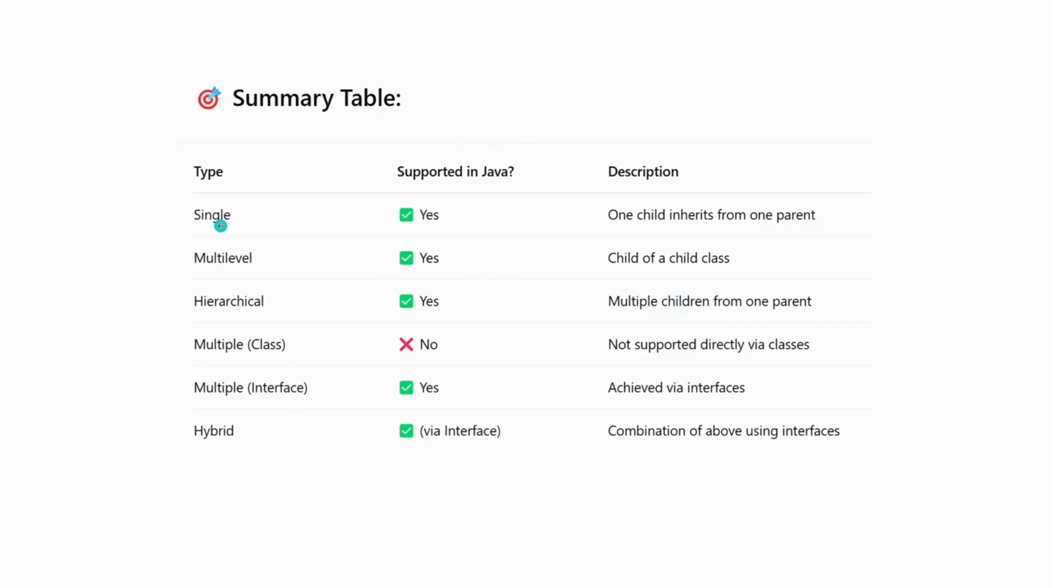Single inheritance means one child inherits from one parent. Multilevel means child of a child class. There are multiple levels of inheritance. Hierarchical, multiple children from one parent. Multiple inheritance with classes is not supported, but multiple inheritance with interfaces is supported. So that is achieved via interfaces. Hybrid, combination of the above using interfaces. Hybrid can be the combination of any of these inheritances.